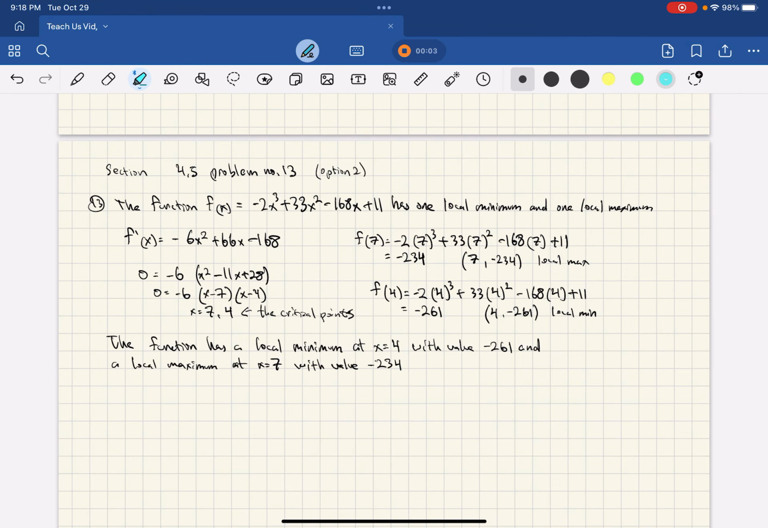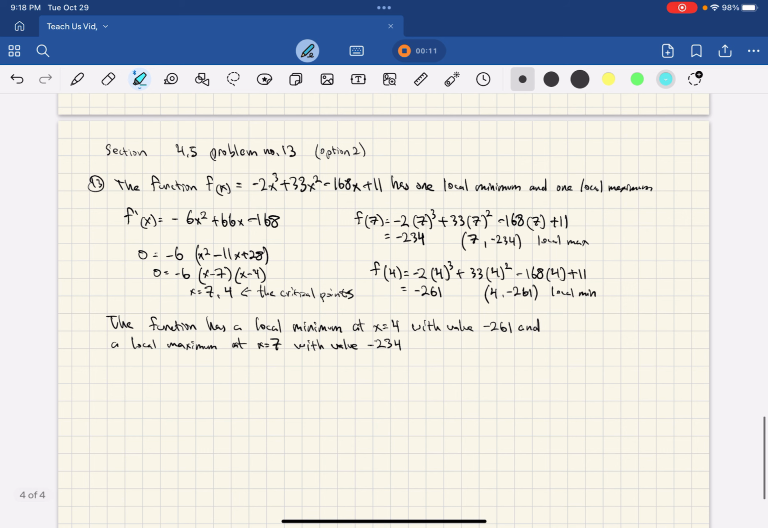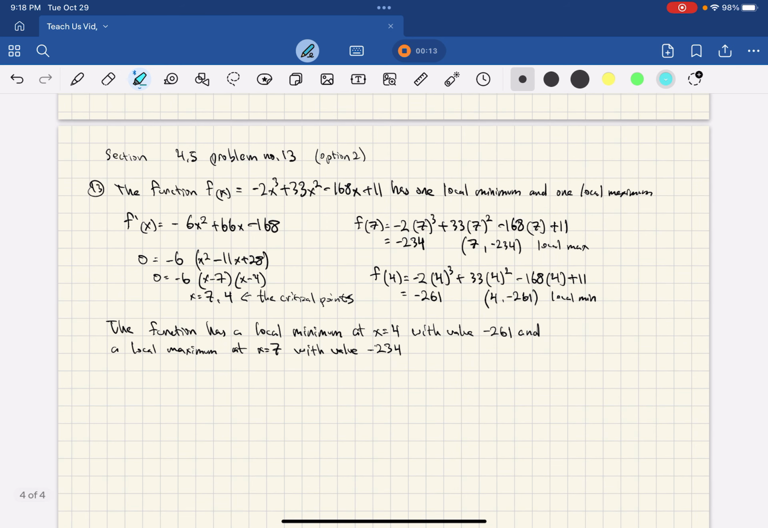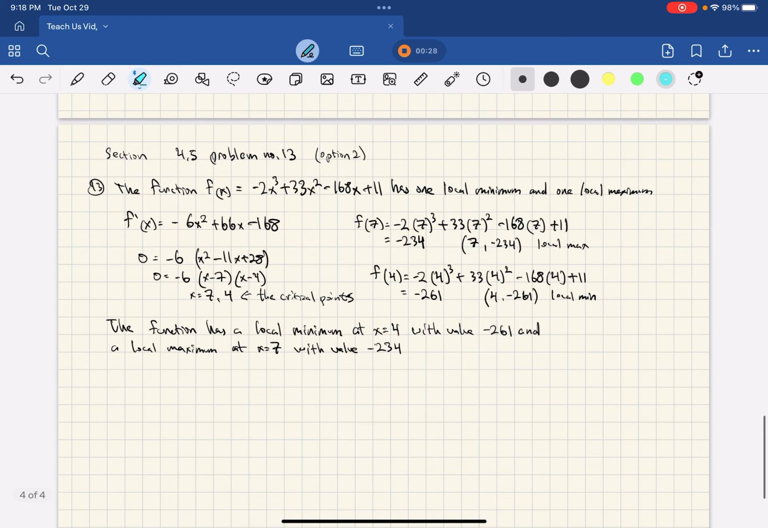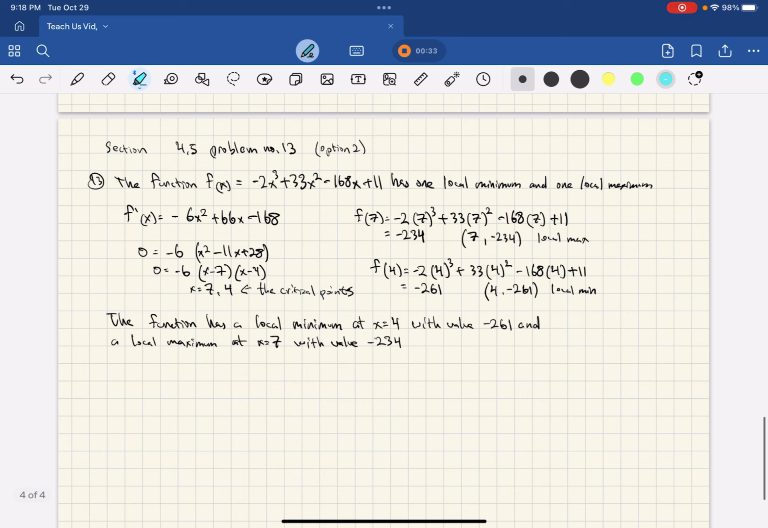Section 4.5, problem number 13, option 2 of the Teach Us video series. The function f of x equals negative 2x to the third plus 33x squared minus 168x plus 11 has one local minimum and one local maximum. So what it's asking is telling us to find the local minimum and the local maximum.